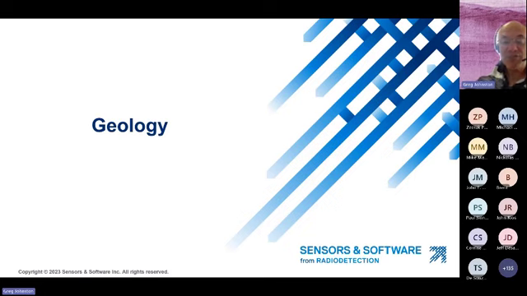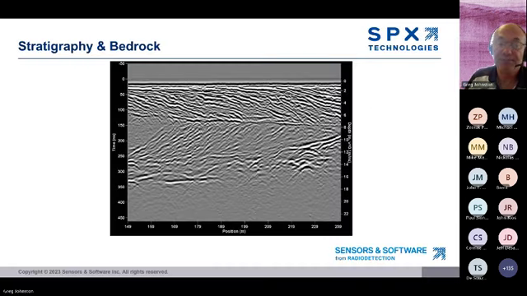Okay, now we're down to geology. And this application is at the roots, if you pardon the pun, of sensors and software. The first GPR systems we developed were low frequency GPR systems to try to see as deep into the ground as possible for geological structures. So here's a few examples.